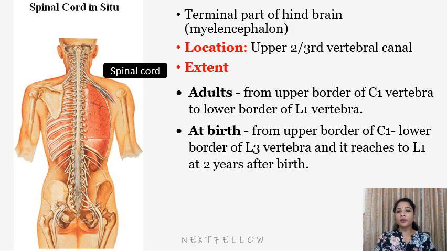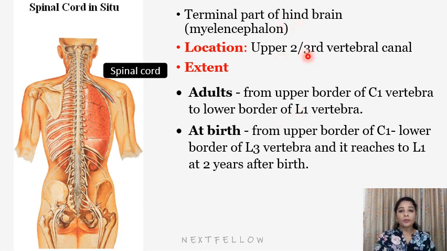So the spinal cord, we know, is the terminal part of the hindbrain. It is the continuation of the medulla oblongata. It is the terminal part of the hindbrain, which is nothing but the myelencephalon, and it is located in the upper two-thirds of the vertebral column. It is below the level of foramen magnum. So from the upper border of C1, it extends till the lower border of L1 in adults.